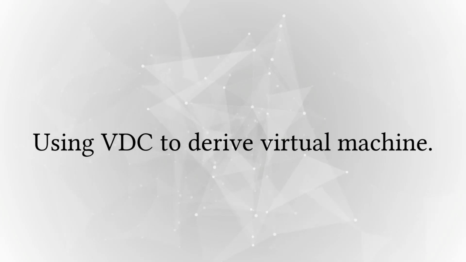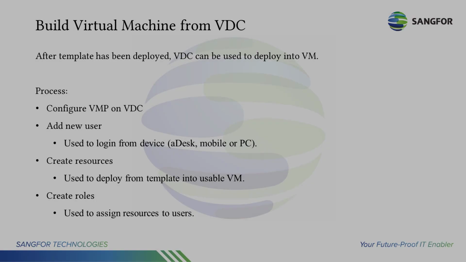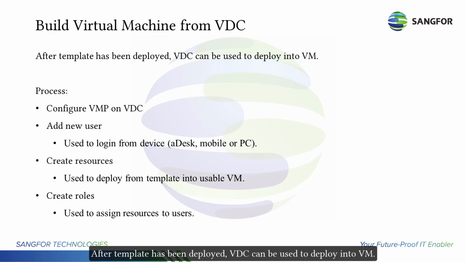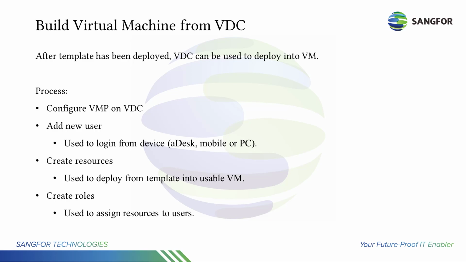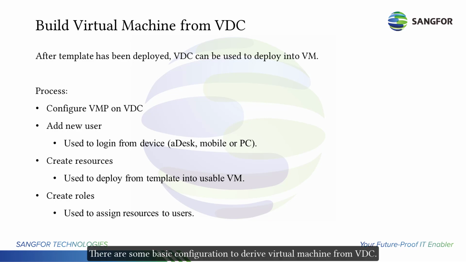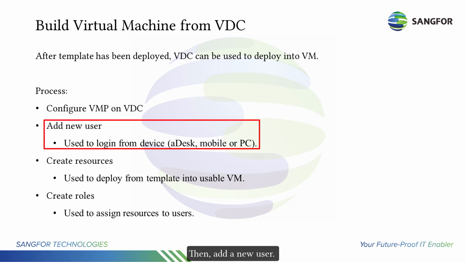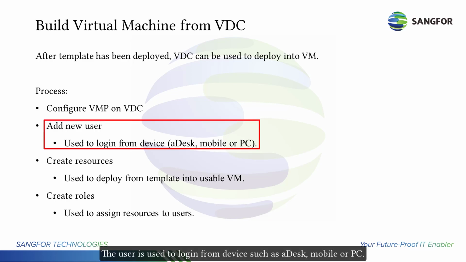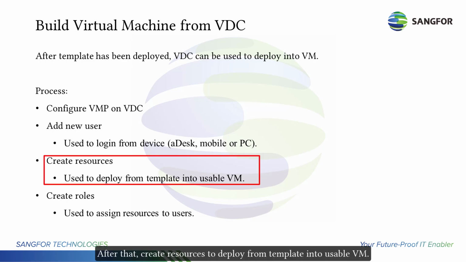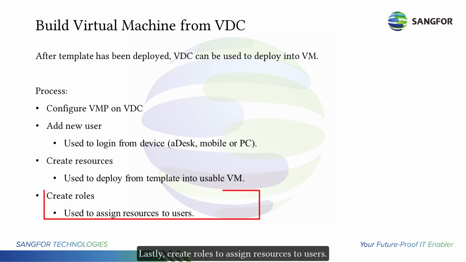Using VDC to derive virtual machines. After the template has been created, VDC can be used to deploy it into VMs. There are some basic configurations to derive a virtual machine from VDC. First, you need to configure VMP on VDC in order to synchronize the information. Then, add a new user. The user is used to log in from a device such as a desk, mobile or PC. After that, create resources to deploy from the template into usable VMs. Lastly, create roles to assign resources to users.